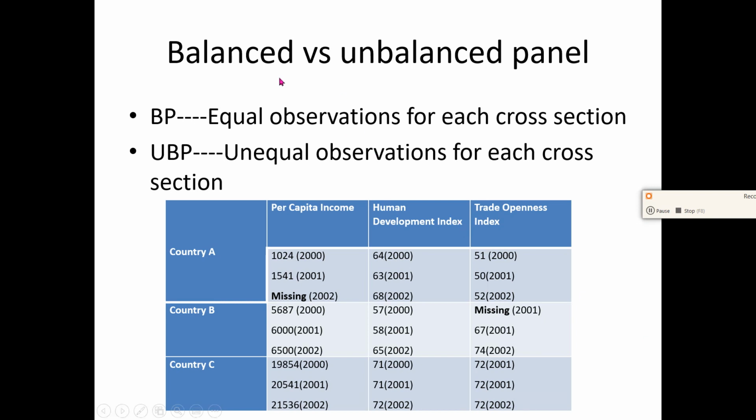A balanced panel is when you have equal observations for each cross section, whereas an unbalanced panel is when you have unequal observations. For example, if I repeat that example of countries A, B and C and these random variables, let's say the value of per capita income for country A is missing for the year 2002, and similarly the trade openness index for country B for the year 2000 is also missing. So now you can see that for each cell I don't have an equal number of observations. So this is an unbalanced panel.